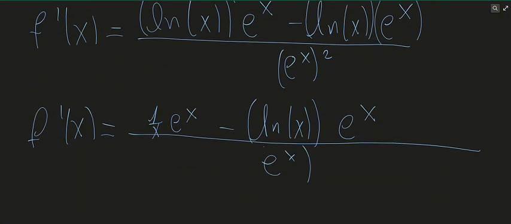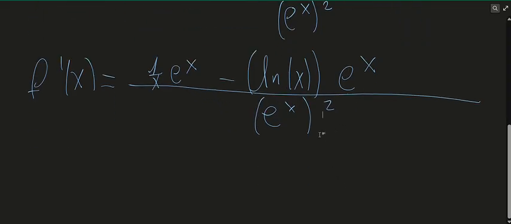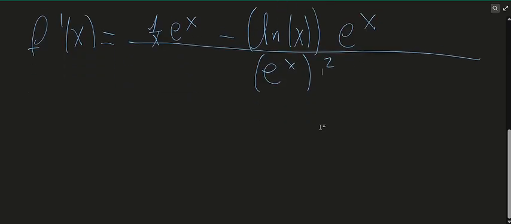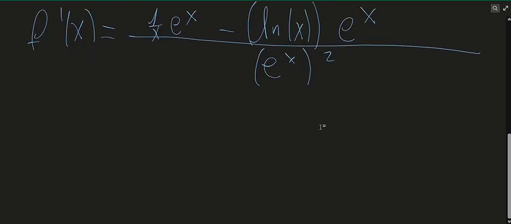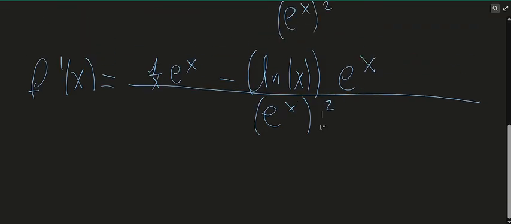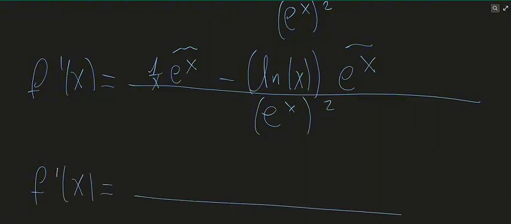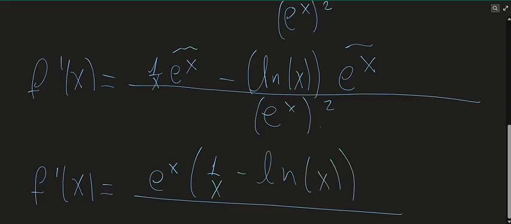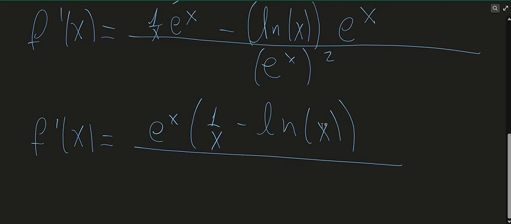Let me show you something that we can do here. We can stop here, but let me show you something good to do. In general, it's good practice to simplify whenever possible. We can take the numerator and factor out the common factor, e to the x. So f prime of x equals e to the x times 1 over x minus ln of x. I literally just factored out the e to the x. It's just the distributive property from algebra. I didn't do any calculus with that. Divided by e to the x squared.